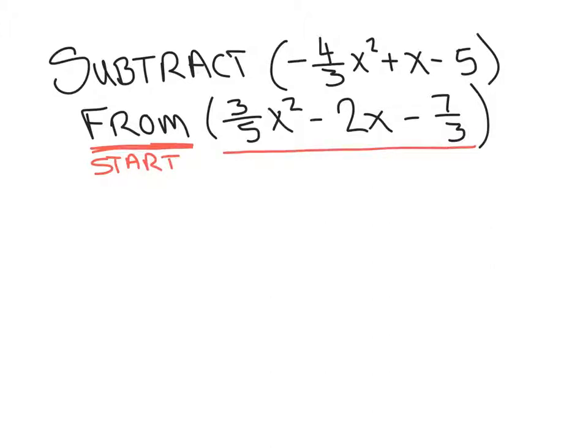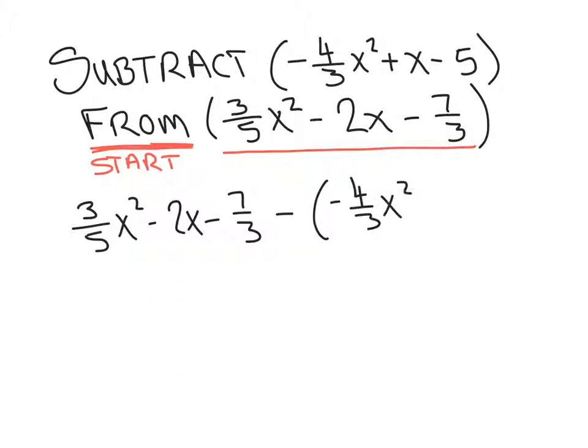So let's just rewrite that bear. So I got 3/5 x squared minus 2x minus 7/3. And now I've got to subtract the negative 4/3 x squared plus x minus 5. And I think if we just establish the correct order, we've got a really solid chance of getting this problem correctly. Now the next thing I want to do is distribute the negative. So it's basically this becomes a plus sign, and this becomes a plus, and this becomes a negative, and this becomes a plus. And now I'm in a position where I can combine like terms.